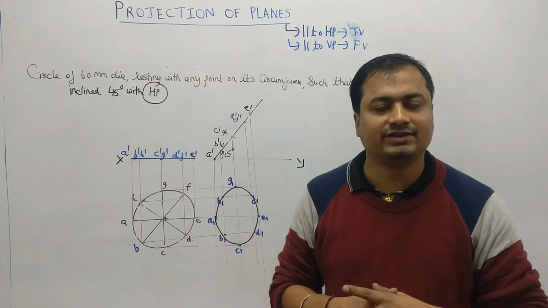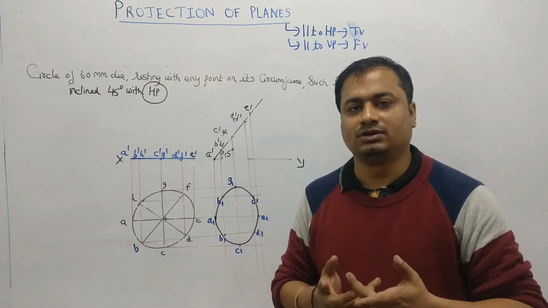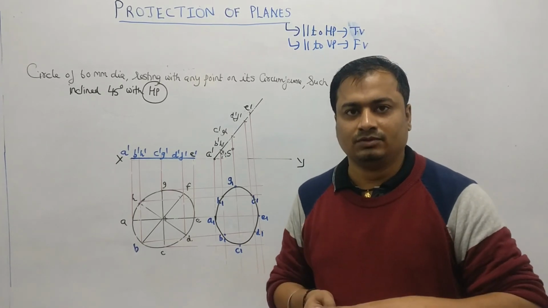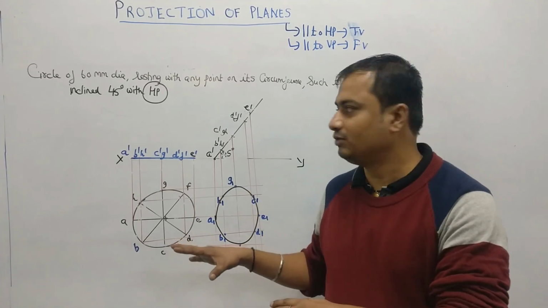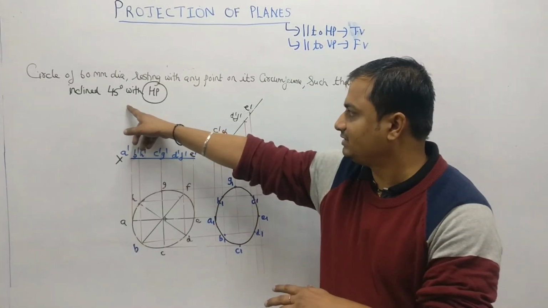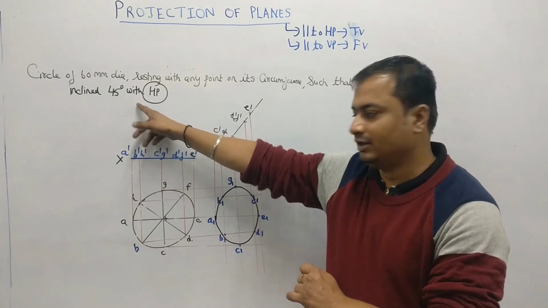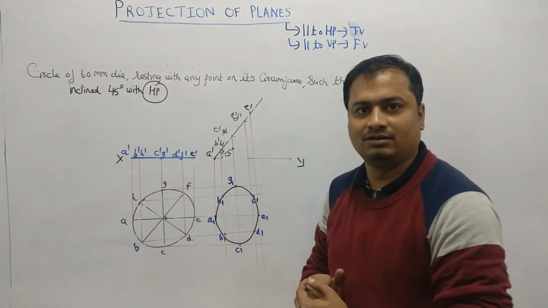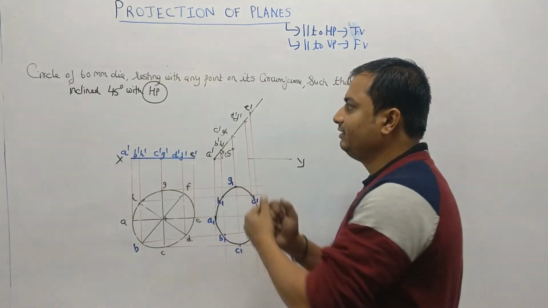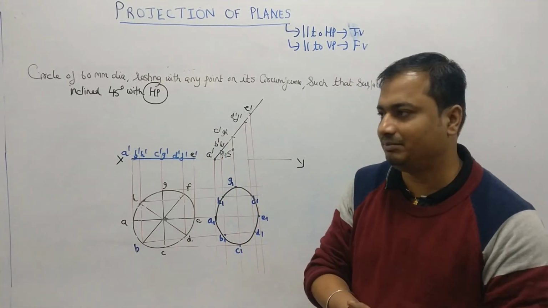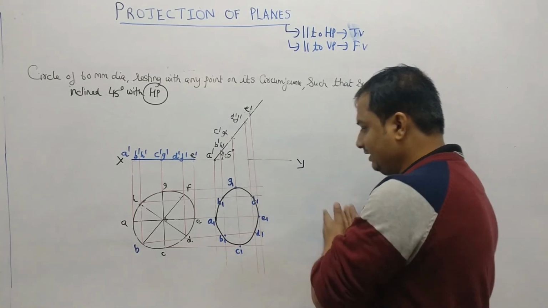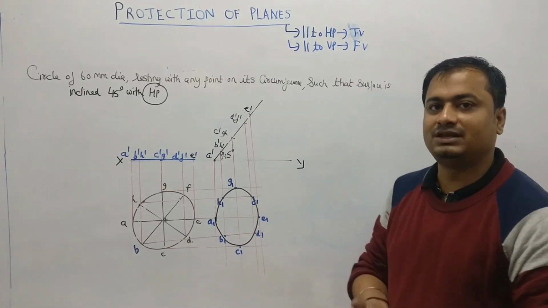Now there is a last case, when the plane is inclined to both HP and VP. That problem will not be completed in 2 stages now, because here the surface is inclined to HP only, so two stages are required. If I add one more line here, where something is inclined with the VP, that will be one more stage. So there will be three stages for that.